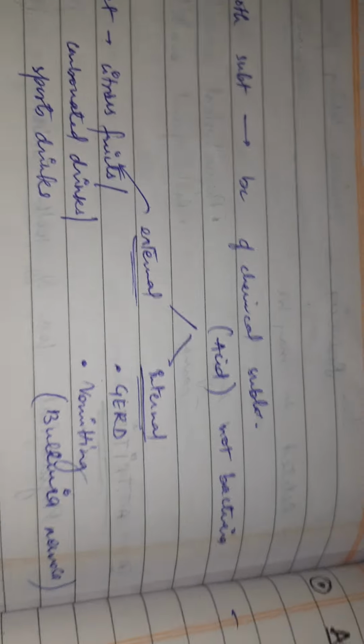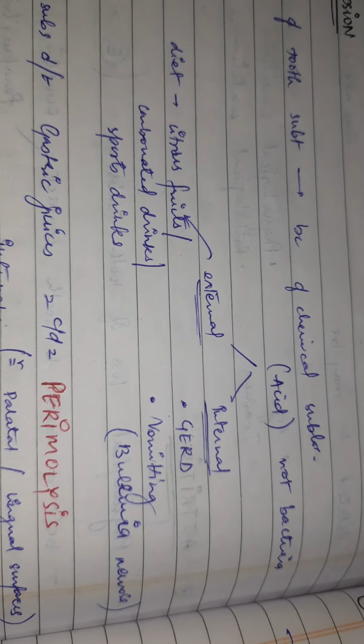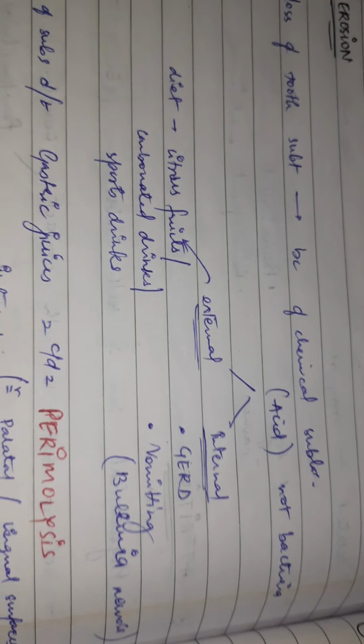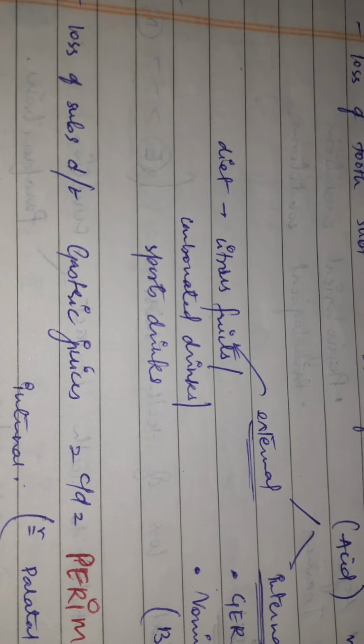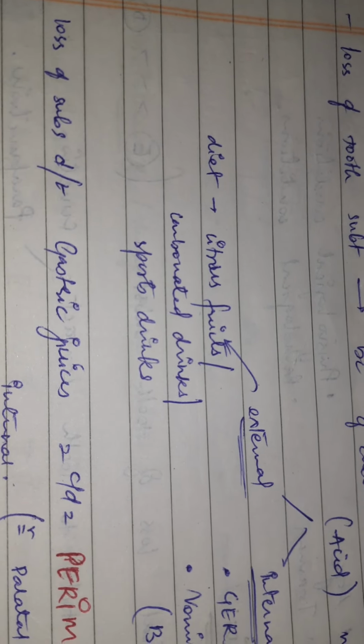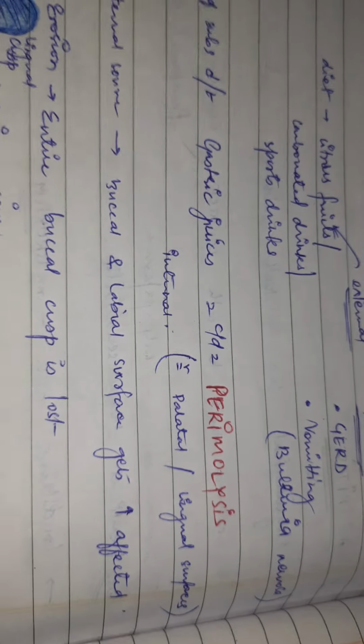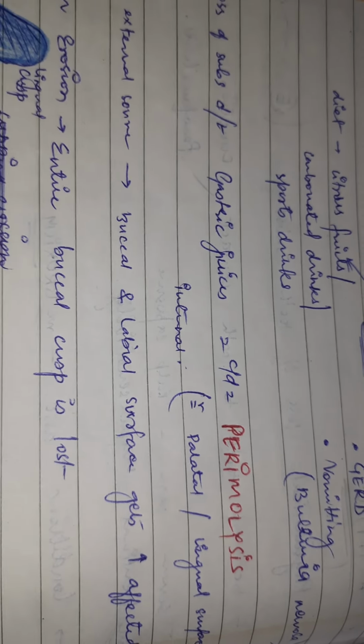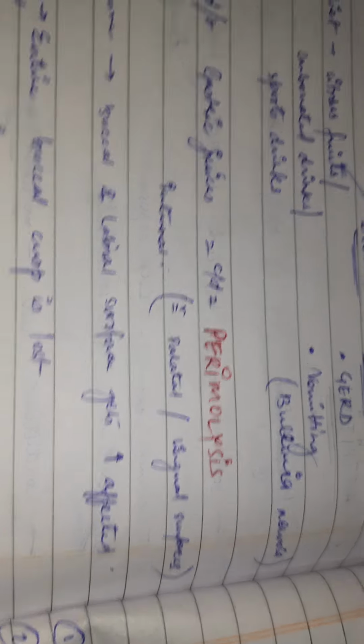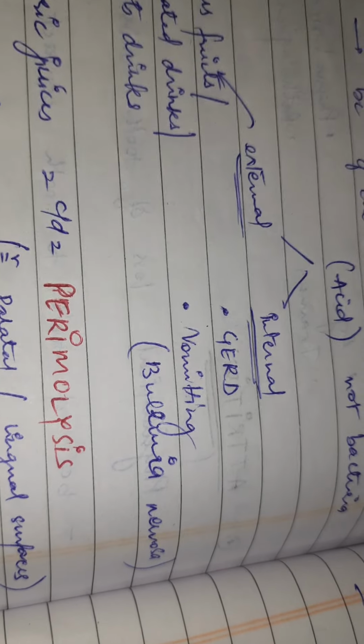Now erosion, loss of tooth substance because of a chemical substance, an acid, not bacteria. It is divided into two categories, external and internal. In external cases, citrus fruits, carbonated drinks, and sport drinks. We can see external erosion on buccal and labial surfaces, because we chew and it goes on the buccal and labial surfaces, which get more affected. And in case of internal, GERD, vomiting, bulimia nervosa.